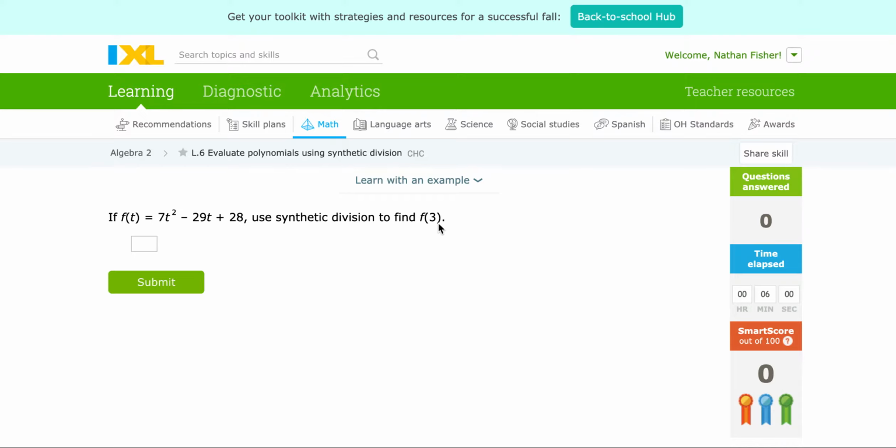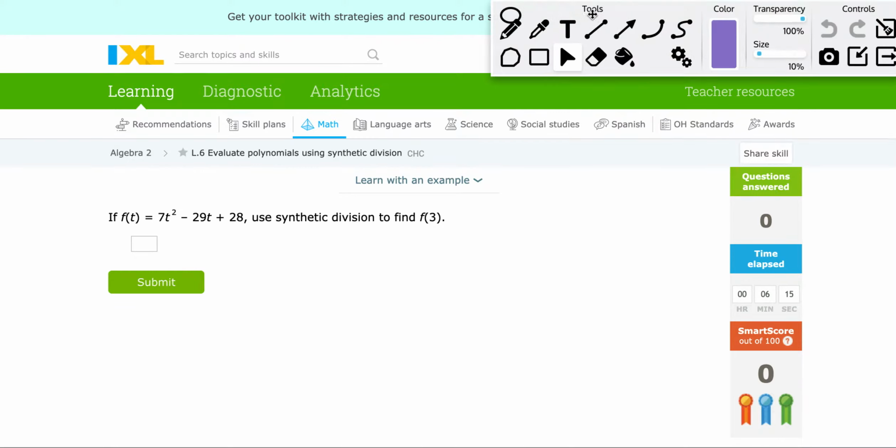So we can use a type of division that we already know as a potentially quicker way of just plugging in to a function. So what we would do with this is, in this instance, it says f of 3. So we would use 3 as our number in the corner up here. So remember when we had synthetic division, we have kind of like a template that we set up each time.